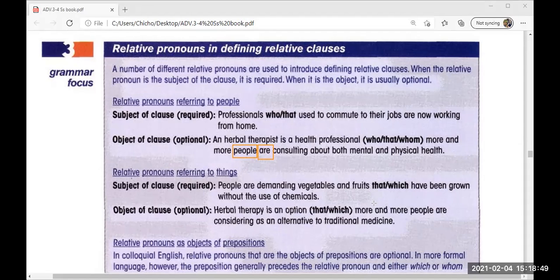We can say, an herbal therapist is a health professional who more and more people are consulting about both mental and physical health. Or we can omit it: an herbal therapist is a health professional. More and more people are consulting about both mental and physical health. So we can use this or not. Let's go to the next one.